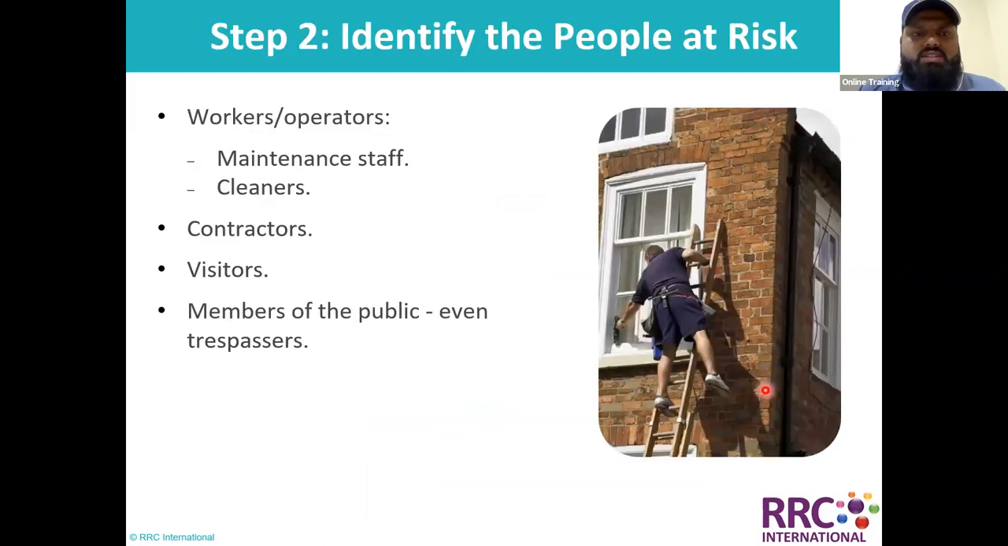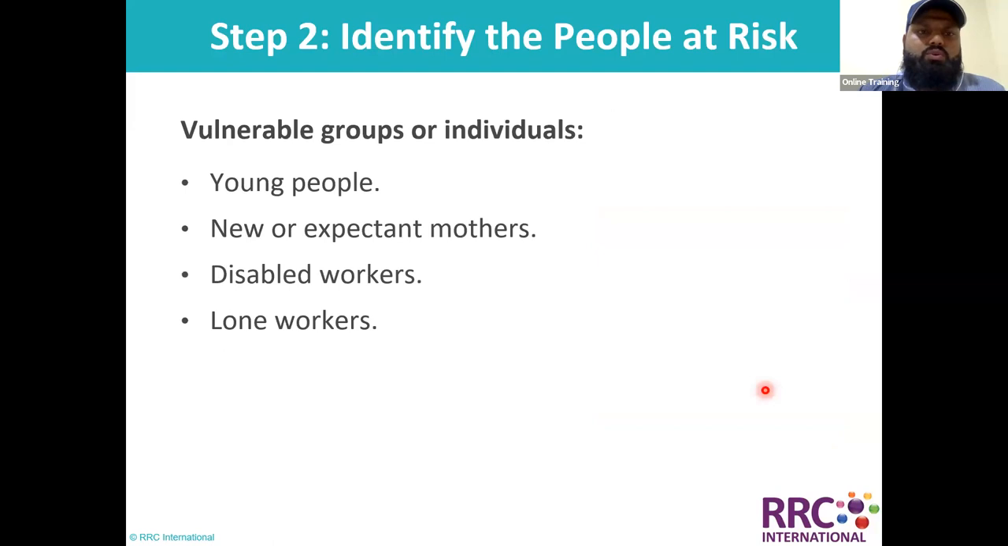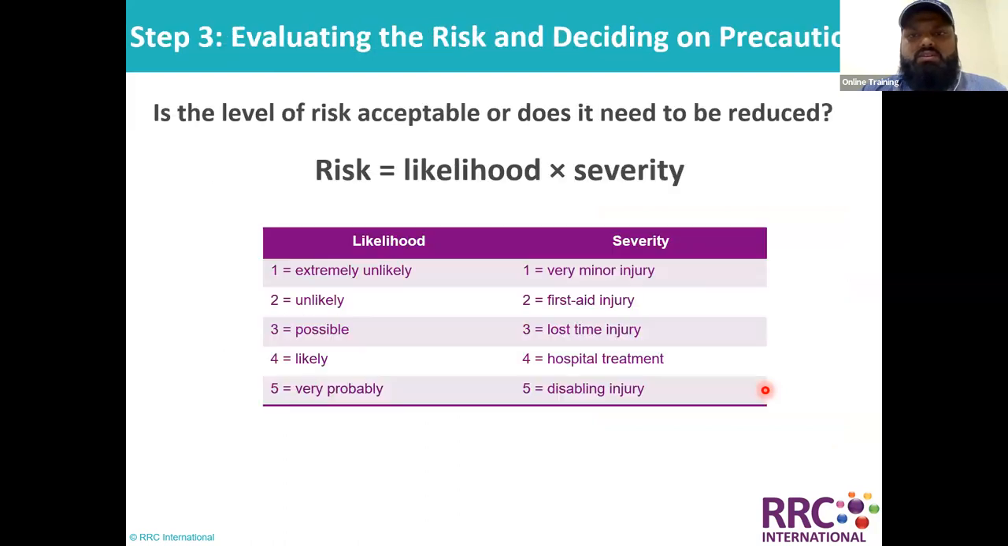Then the second step of hazard risk assessment was to identify the people who might be harmed, and we need to identify how they are going to get harmed. We have different kinds of people. One of the classes is the vulnerable group, where we might have young people, new or expectant mothers, disabled workers, or non-workers. After that, we move to the third step, where we had enough information about the hazard and the people who are going to get harmed, and how.